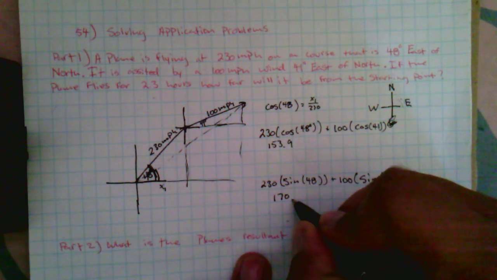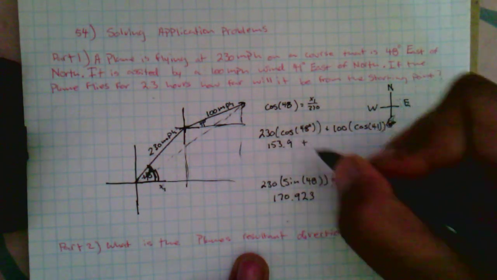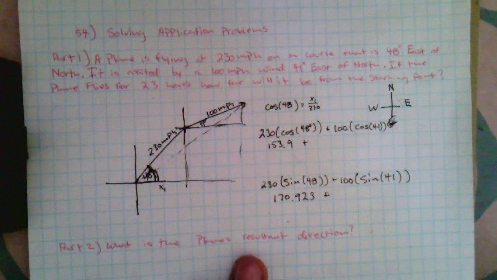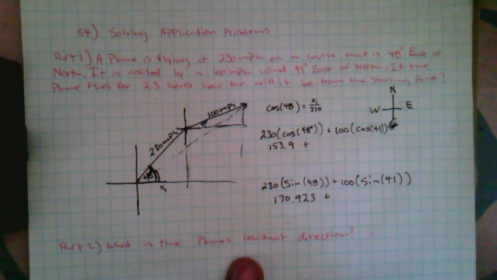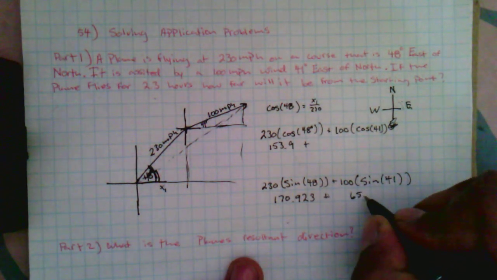Okay, sine's gonna be 170.92333. Okay, 0.923. We'll do that, and you're going to add them to 100 sine of 41, which is going to be 65.605.